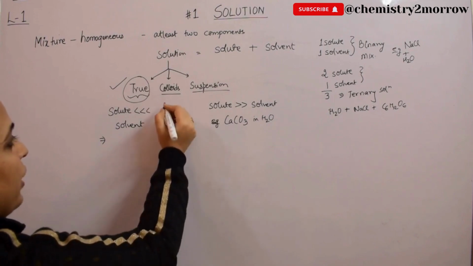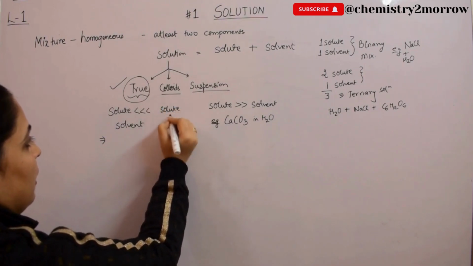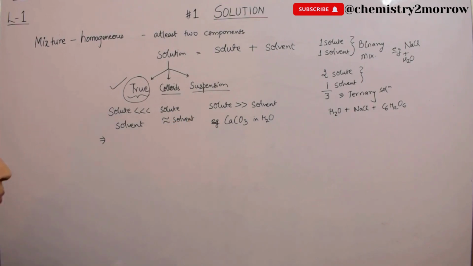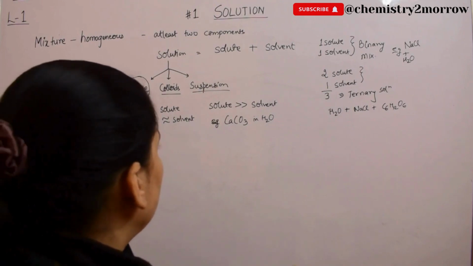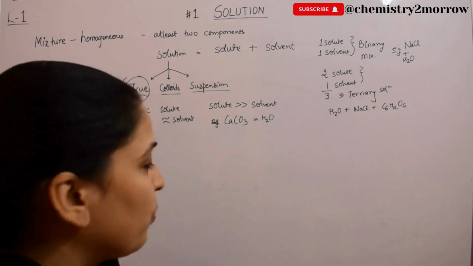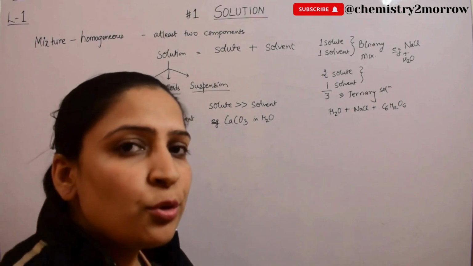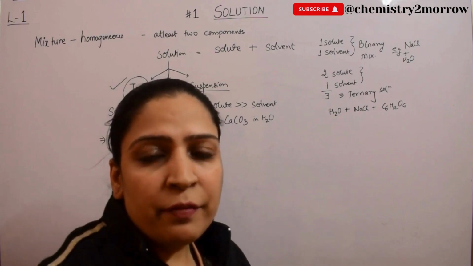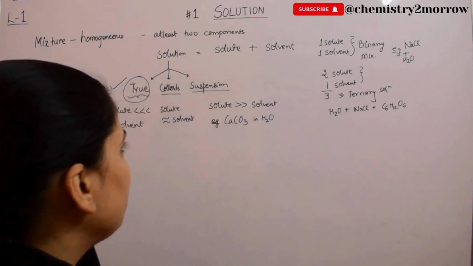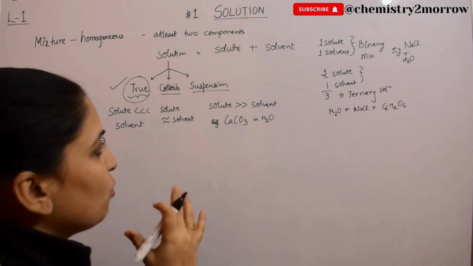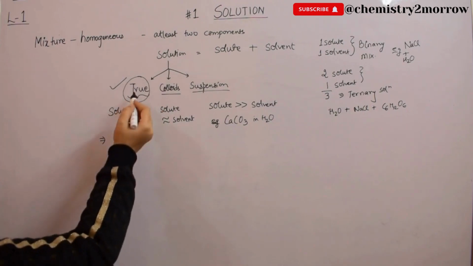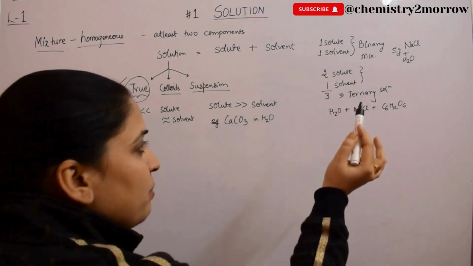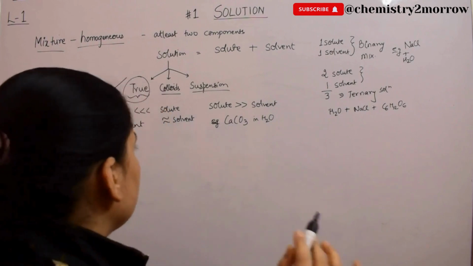In case of a colloid, the solute and solvent are of comparable size. And this has special properties which don't fall into true solutions or suspensions, properties like Brownian motion, Tyndall effect, and so on. So that's why it is studied separately from true solutions. Right now we are going to study true solutions, which are also homogeneous mixtures, and these can be a binary mixture or ternary mixture in the present case.